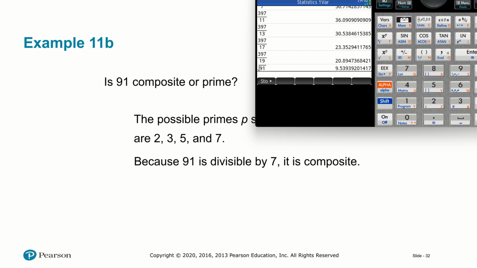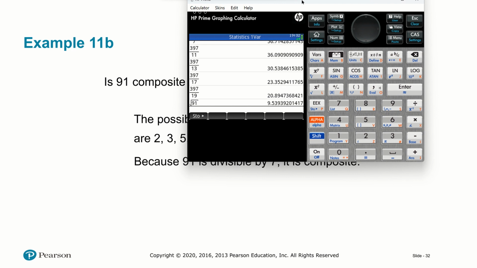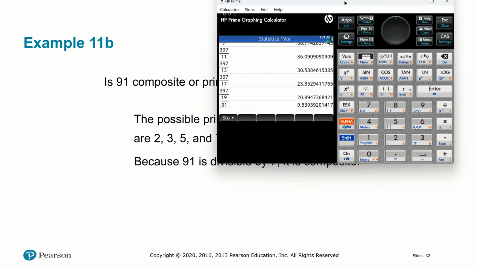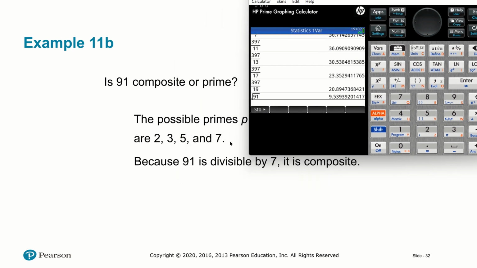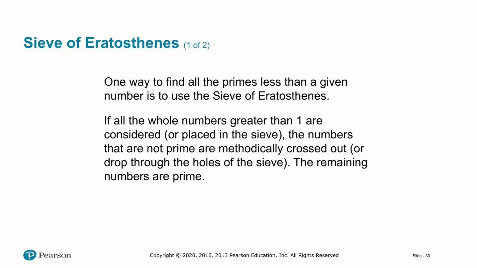Now, you ask yourself, is 91 divisible by any of those 4 numbers, 2, 3, 5, or 7? And if you do, you realize 91 is divisible by 13, and I believe that's by 7. I think it goes into, 7 goes into 91 13 times. So that's how you know 91 is composite, because it obviously has a factor 7, which is other than 1 or itself.